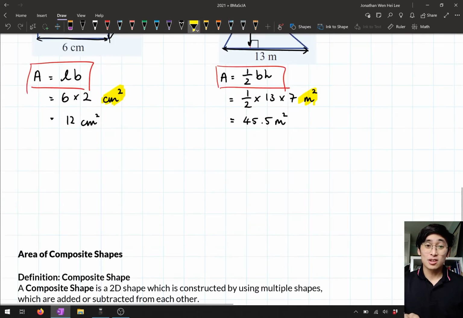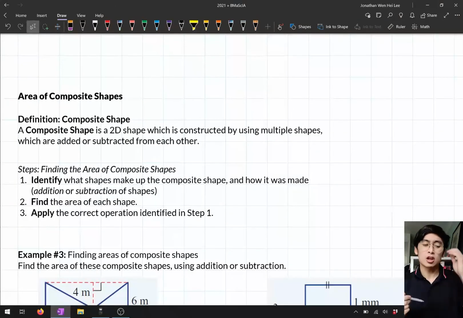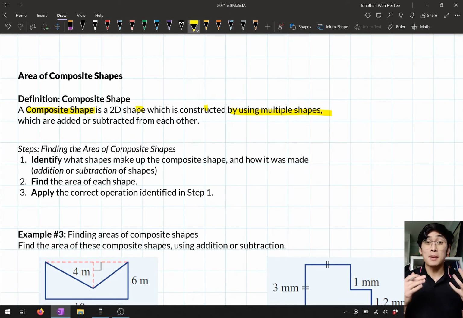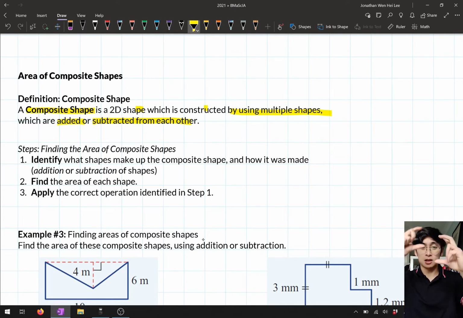Now, we can actually build off of this and actually find the area of a composite shape. Now, a composite shape is a 2D shape which is constructed using multiple shapes. So we can use multiple shapes and build them and construct them to make a shape that's combined with different shapes. And this is either they're added or subtracted from each other. So you can take two shapes and just put them together, or you can take two shapes and take one and subtract that area from it.